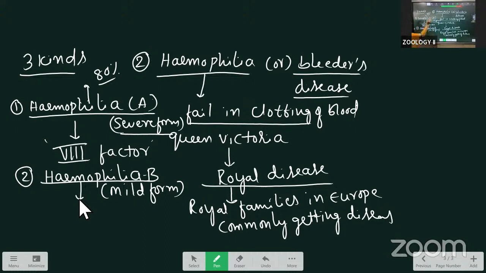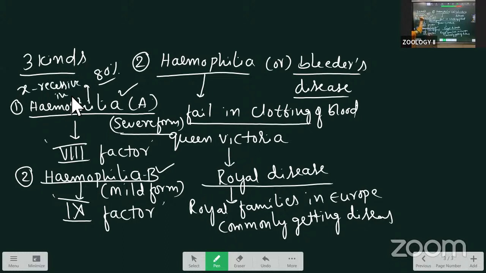In hemophilia A, there is a deficiency of the eighth factor, but hemophilia B is caused by the deficiency of the ninth factor. That is commonly called the Christmas factor. Here, this one is about hemophilia B, and here also, same like color blindness, hemophilia A and hemophilia B, both of them are X recessive inheritance.